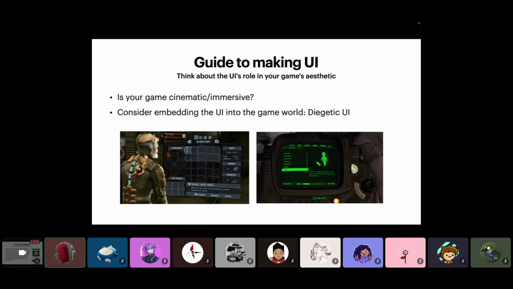When you're designing UI, you also want to consider what type of game you have. So if your game is cinematic or immersive, you don't want to break the player's immersion by pulling up a menu screen. So a lot of games like to do this thing called diegetic UI, where the UI is within the game world. You can see over here, I don't really remember what the game on the left was, but the character itself is looking at a hologram inside the game, and the one on the right is Fallout, where the player can use a scroll wheel to make the character in the game scroll through the UI.